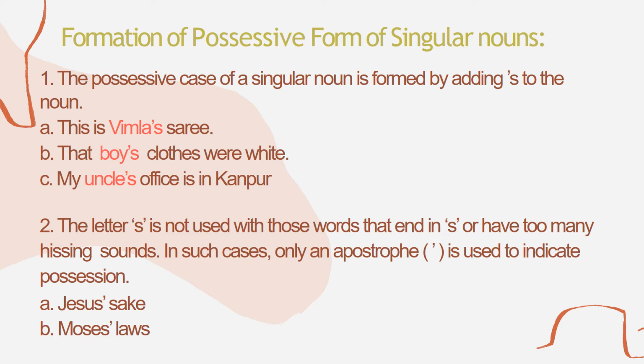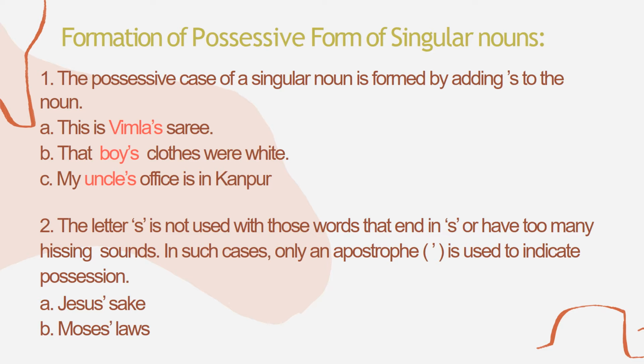Next is, that boy's clothes were white. The clothes were white. We understand that. But whose clothes were white? The boy's clothes were white. So what we did here? We simply added apostrophe s with boy, which explains to us that the possession of white clothes lies with the boy.